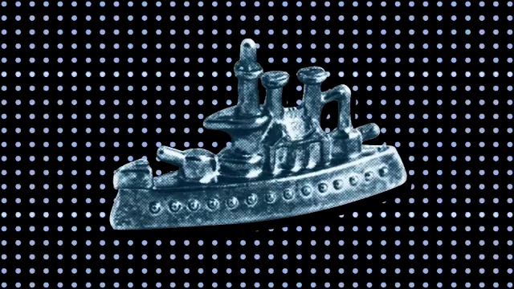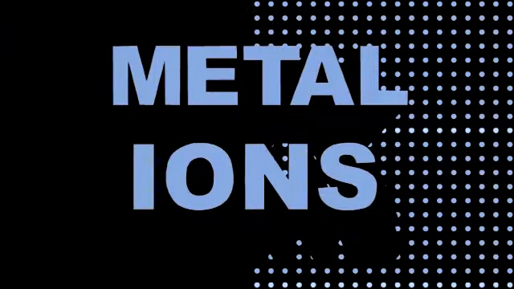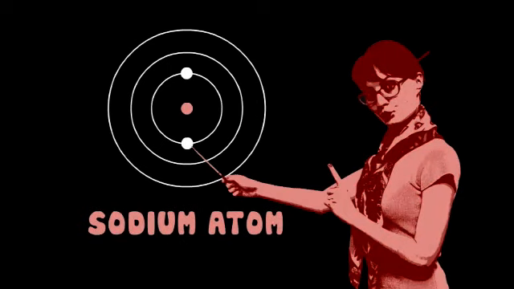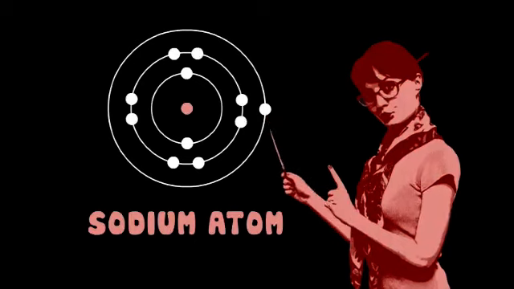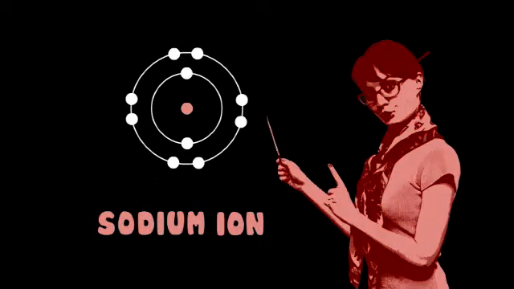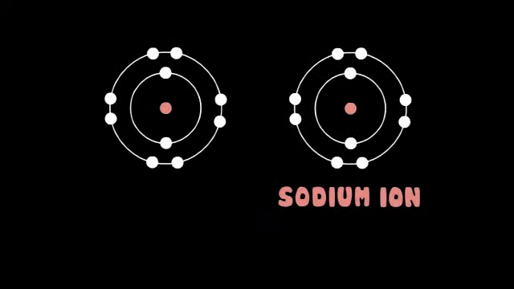Let's look at some examples. First, let's look at metal ions. Sodium has 2 electrons in the innermost energy level, then 8, and finally 1 in the highest energy level. To become a sodium ion, it loses the electron from its highest energy level. Ruthless. You see? Metal ions.